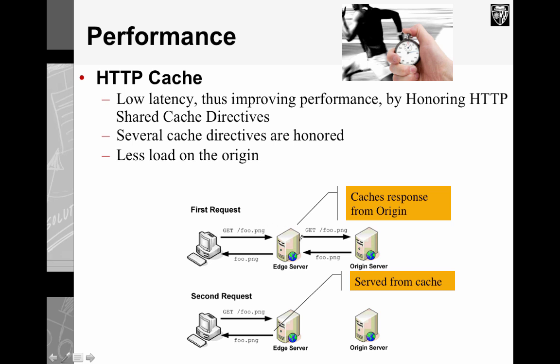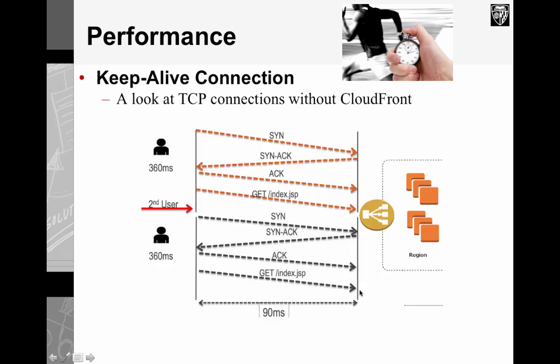As you can see over here, when a request comes in from the end user to the edge server, it goes to the origin, gets the content, and caches it. Subsequent requests are actually being served from the cache. That reduces a huge load on the origin server. So that clearly improves the performance of the system because the end user is talking to a local edge server, and also your origin server is not being impacted with all the unnecessary requests.